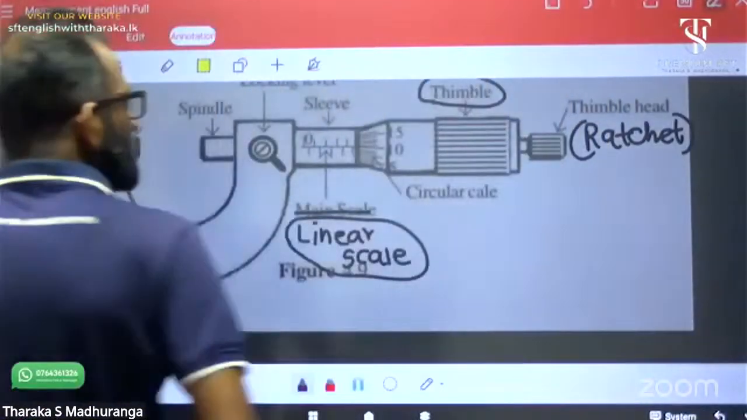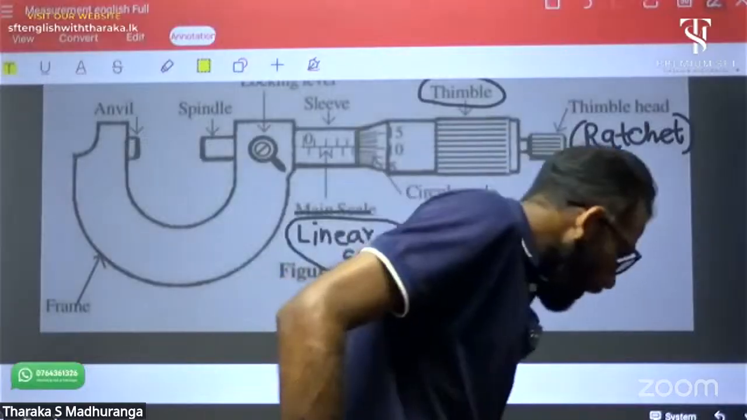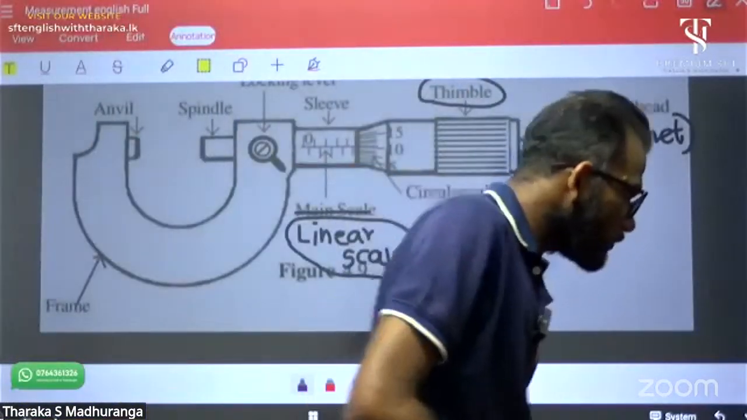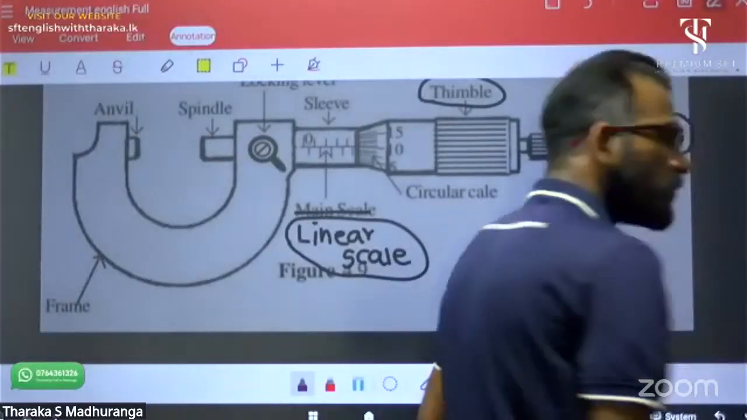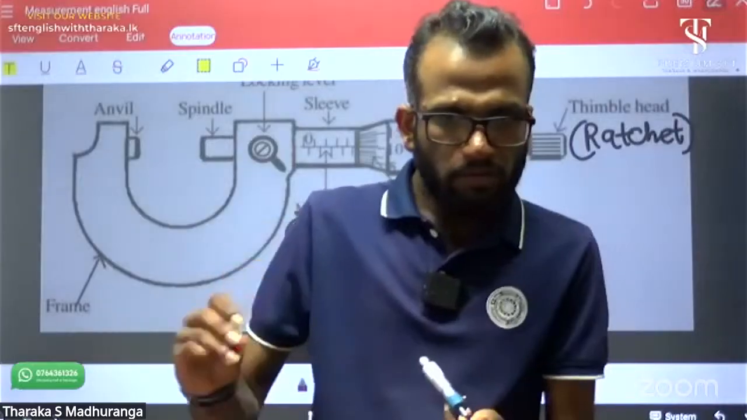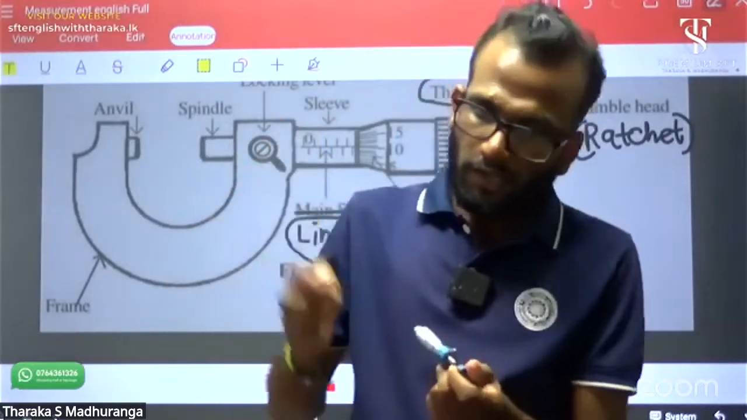Okay, those are the main parts of the micrometer screw gauge, and that's the method of how to get a reading or measurement using the micrometer screw gauge. I will show you again what the steps are.